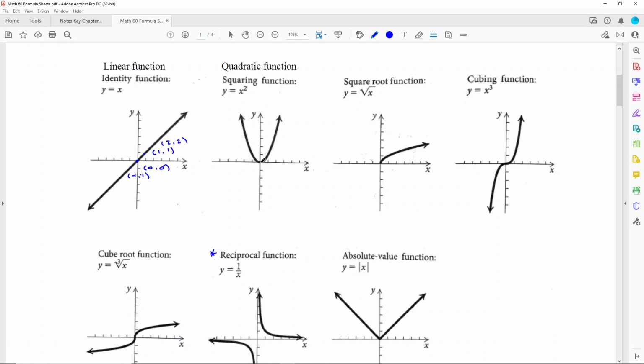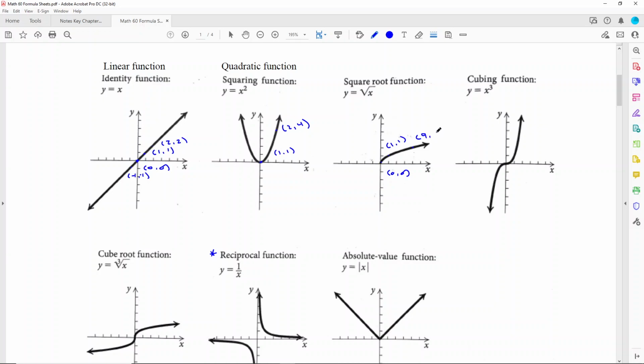For your quadratic function, it starts at (0, 0). It goes over 1, up 1. It goes over 2, up 4. So those are some key points. And then it's got symmetry over the y-axis, so you'd have a point (-2, 4) and (-1, 1). For the square root function, a couple key points are (0, 0), (1, 1), and then I would jump to (4, 2).